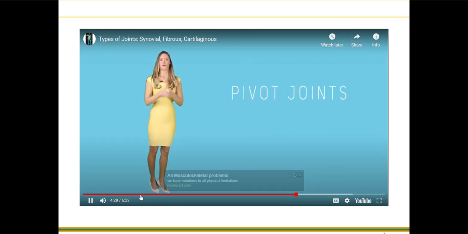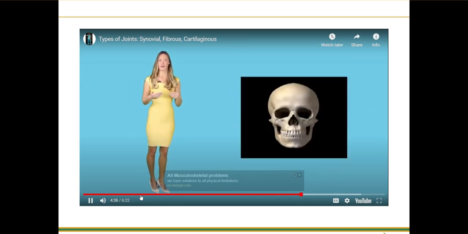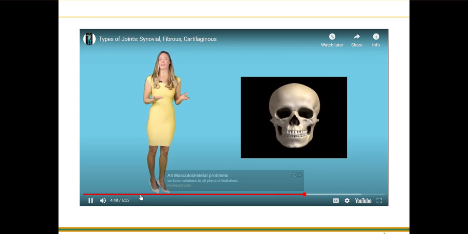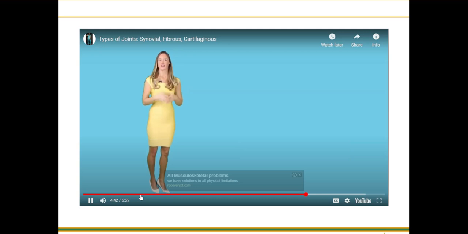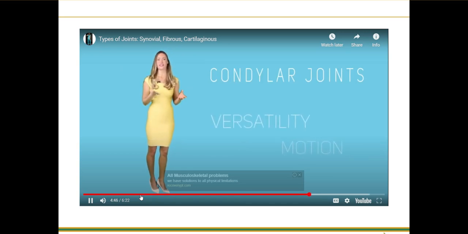Pivot joints. From the word itself, these joints allow you to pivot or swivel to a certain direction. Think of your head, which can swivel to the left or the right, or up and down, but only to a certain degree. Condylar joints. These are the joints that allow versatility in motion.